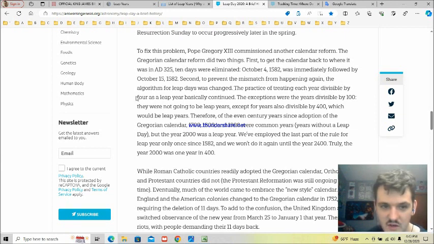The practice of leap years every fourth year continued, with the exception that years divisible by 100 are not leap years, with the further exception that years also divisible by 400 are leap years. Therefore, in the centuries after adoption of the Gregorian calendar, 1700, 1800, and 1900 were common years without a leap day, and so is the year 2100. But the year 2000 was a leap year, and we employed the last part of the rule for the first time since 1582. It won't happen again until the year 2400.